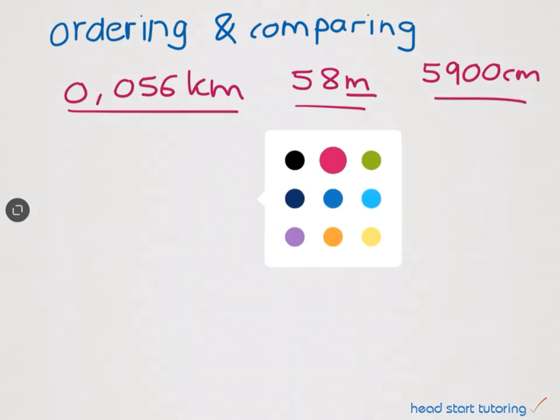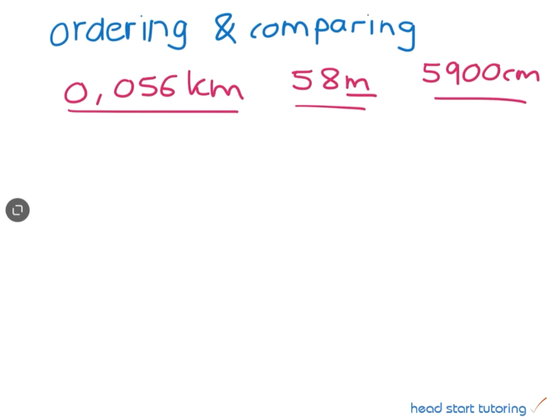So if we were to arrange these three numbers in ascending order, which is from smallest to biggest, because when we ascend a mountain, we go from the bottom of the mountain to the top of the mountain. So we are looking for the smallest number first. So let's first convert all these measurements into meters. So from kilometers to meters, we need to multiply by 1,000. So our answer there is 56 meters.